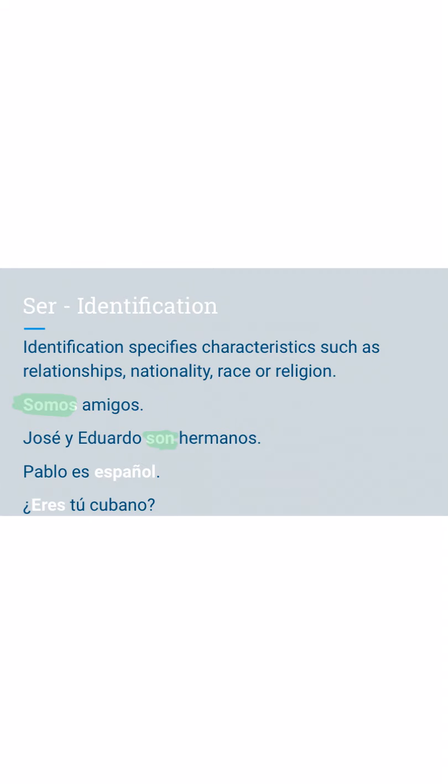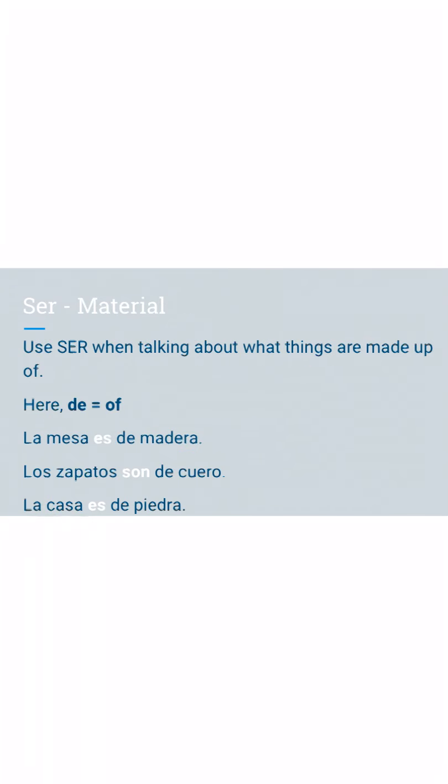I could say Pablo es español. This means that Pablo is Spanish, meaning somebody from Spain. Pablo can't change where he's from. He's simply Spanish. And then I have this question. I'm saying, ¿eres tú cubano? Notice again, right, that subject pronoun came after that verb. Good job. I'm asking, are you Cuban? You can't change whether you are or whether you're not.